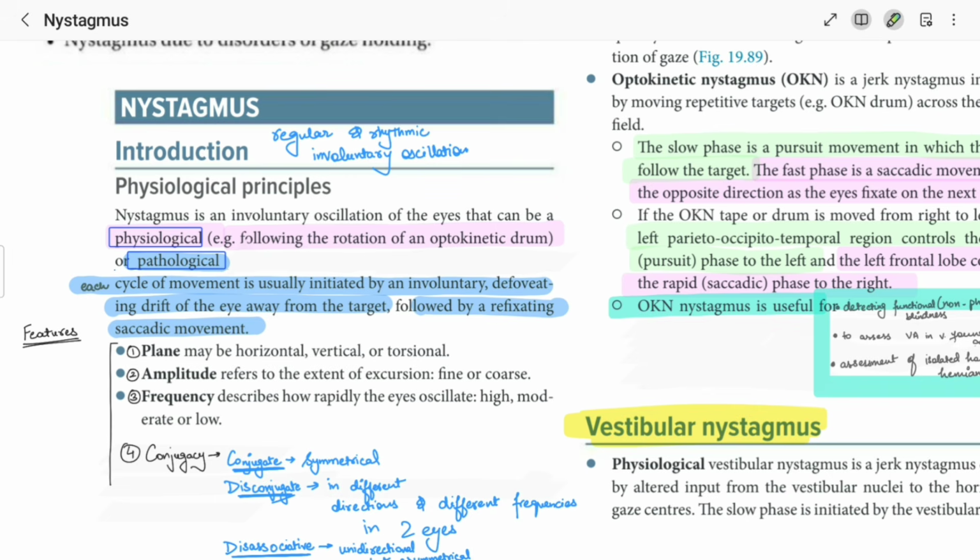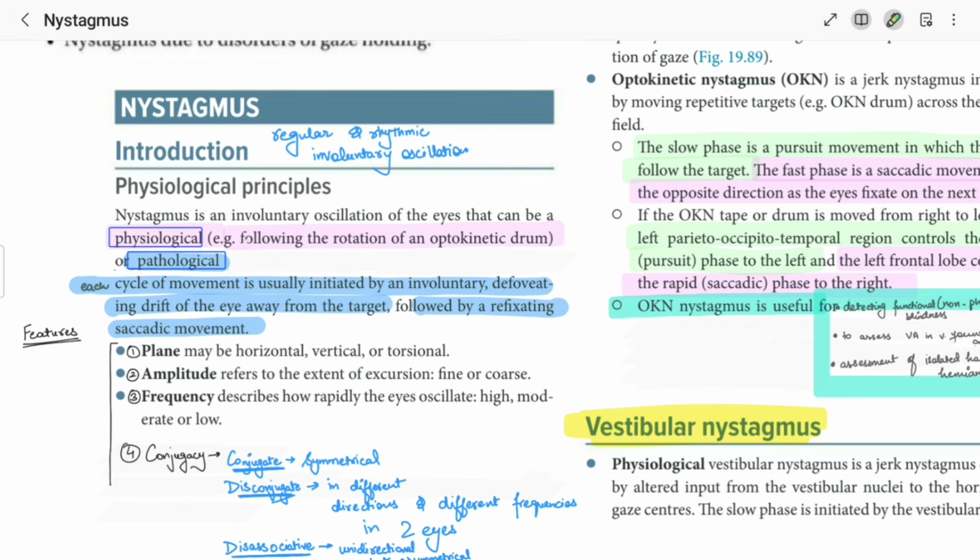So what is actually nystagmus? Nystagmus consists of a cycle of movement initiated by an involuntary defoveating drift of the eye away from the target, followed by a refixating saccadic movement. So basically there are two components of nystagmus. One is the slow defoveating drift, which is involuntary and goes away from the target. And the other movement in the opposite direction is the refixating movement, and that is the fast or saccadic movement.